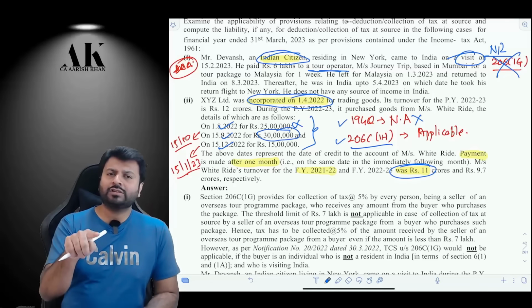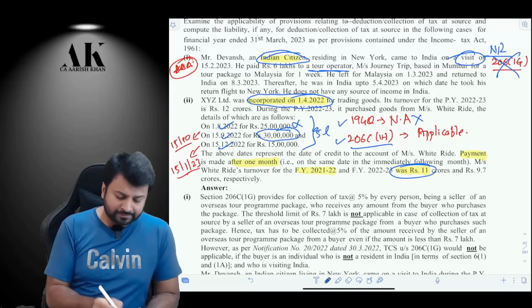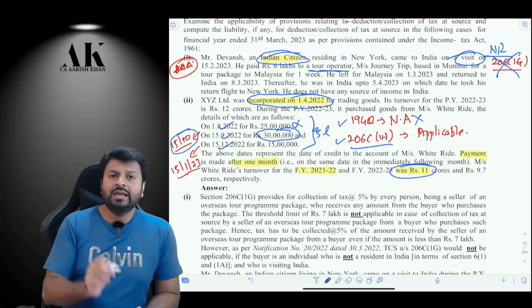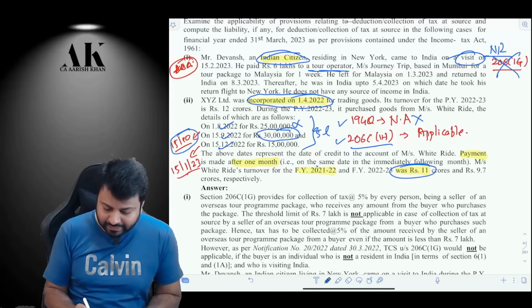So, how much limit is crossing? 5 lakh is crossing. So, on the second sale, on 5 lakhs, he will collect TCS at the rate of 5%. So, when he will collect, when he is liable to pay, he is liable to pay 1 month after the date of sale. Okay, because the payment is received 1 month after the date of sale. It is written in the question in the last line.